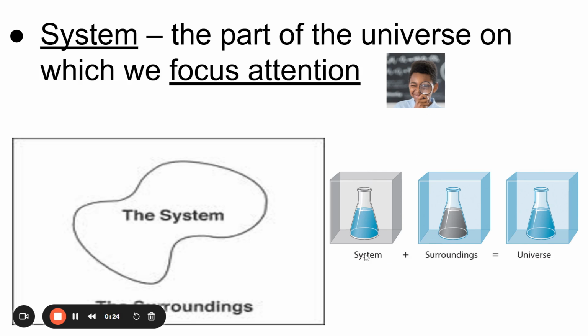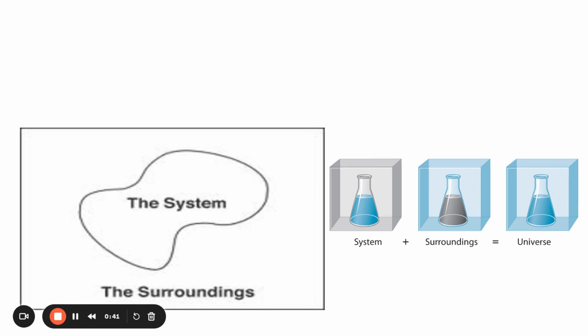So in this picture, the system is what's happening inside of this. That thing is called an Erlenmeyer flask. It's what's happening inside of that flask. It's the water or liquid or whatever this blue thing is. That's the system. It's where the reaction is actually happening.